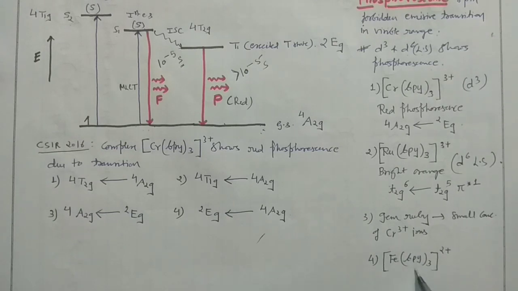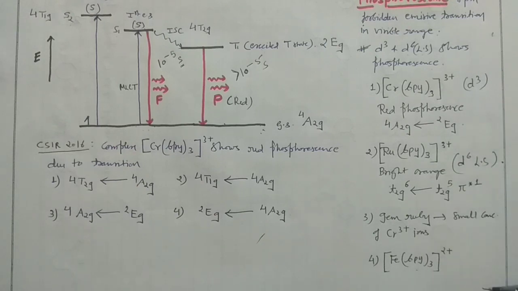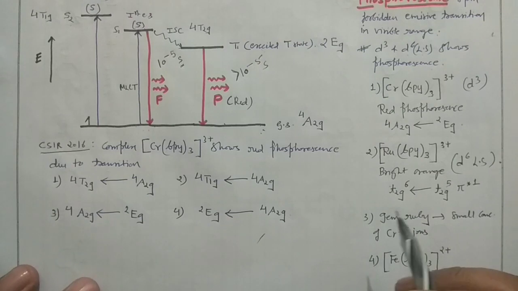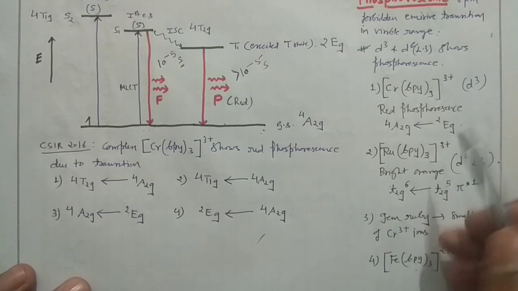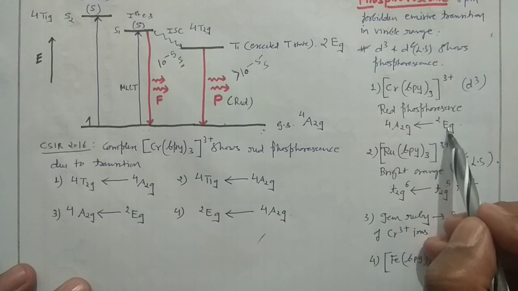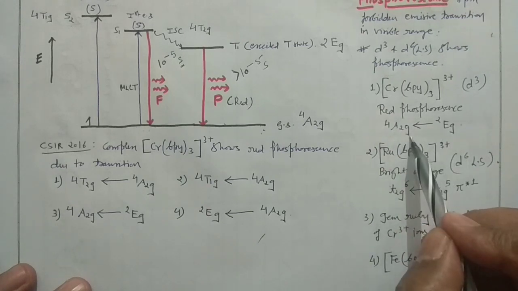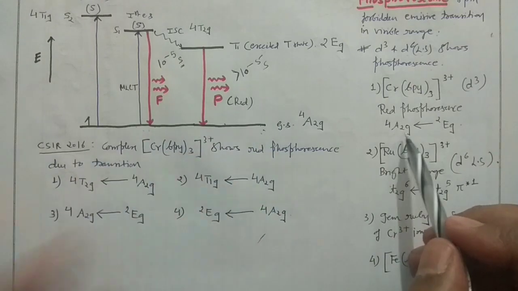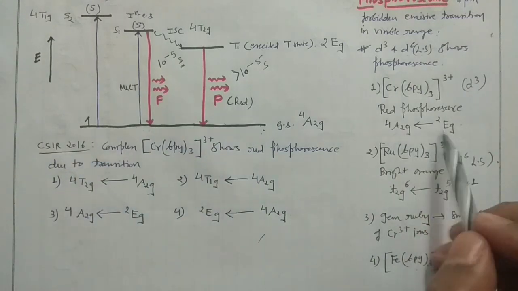Similarly, this iron complex also shows phosphorescence. So these are some complexes which are very common and show phosphorescence. Now you can see here, in most of the cases, the transition is occurring from the 2Eg to 4A2g. Okay, so I'm coming to these terms.